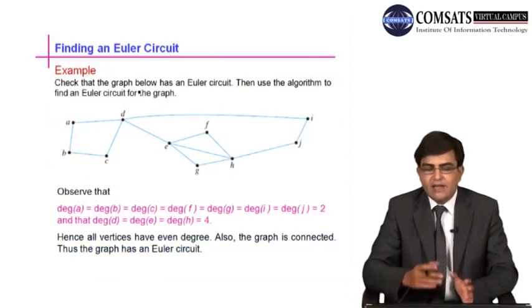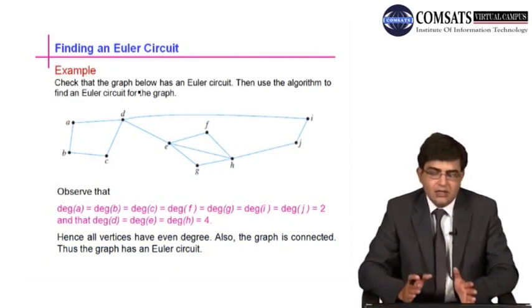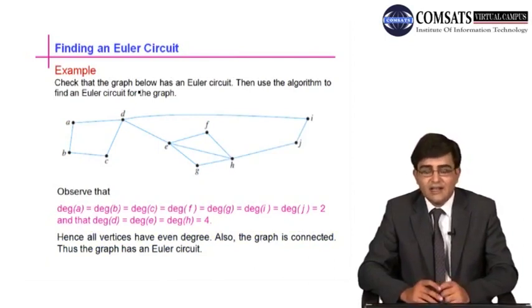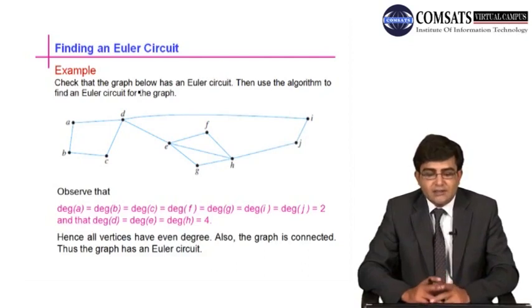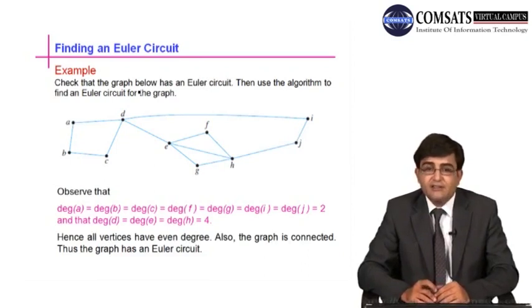Now we consider an example and apply this algorithm on this graph to construct an Euler circuit. First of all, the first thing you have to check about this graph before constructing an Euler circuit is that it must be connected. What is the definition of connected? We had discussed it in the previous lecture. Between any two vertices in the graph there exists a walk.